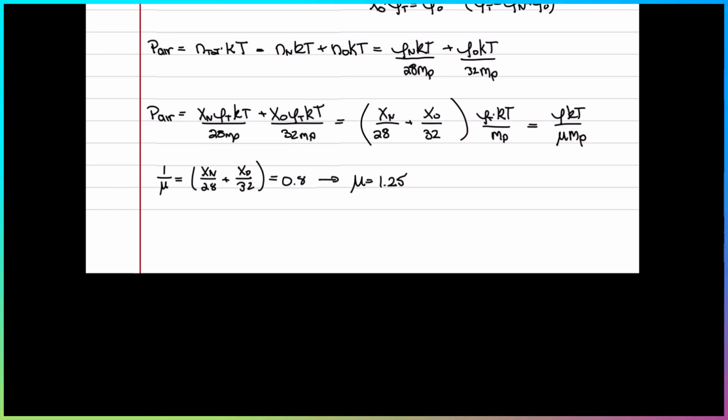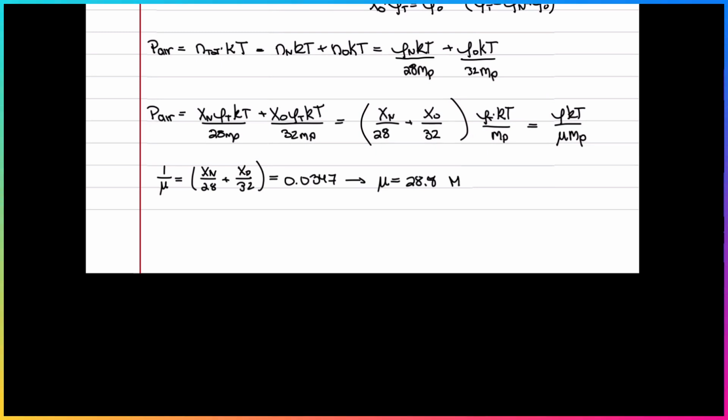Is that right? That seems too low. Oh, nope, I'm looking at the wrong problem. I'm looking at the next problem that we're going to do. I was going to say it should be somewhere between 28 and 32, and indeed it is. Apologies for that. This ends up being 0.0347, which implies that mu is equal to 28.8. There we go.